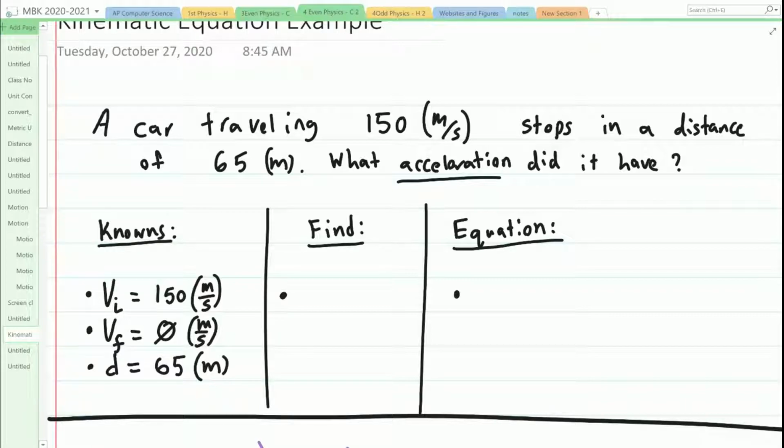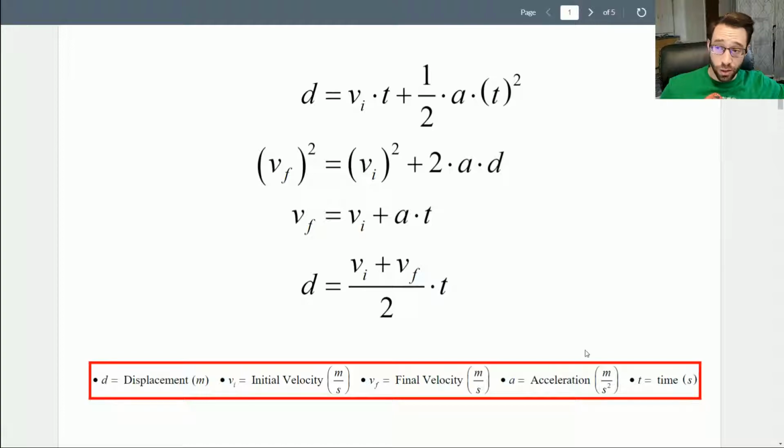And then I continue on with the question: what acceleration did it have? Acceleration, of course, is the variable a. I don't know what it is, but I do know that the units it must have are meters per second squared. If you don't remember that, you can look back at this sheet, where a is equal to the acceleration, and it's meters over seconds raised to the second power, meters per second squared. Cool.